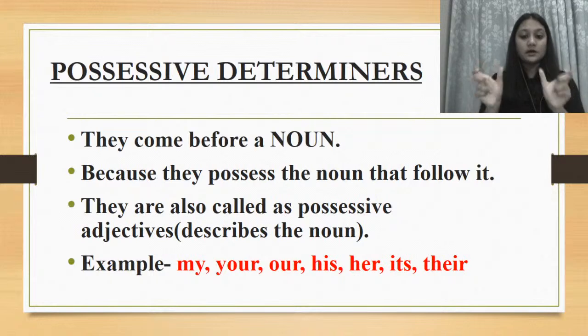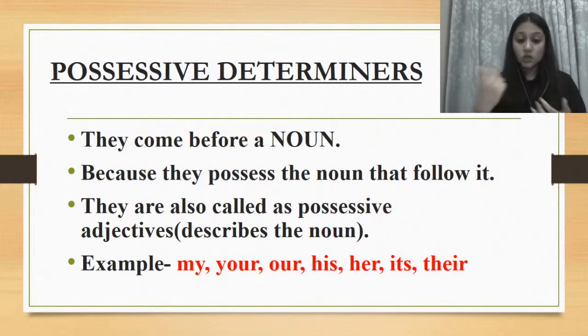It comes before a noun, right? There are chances that it will be followed by adjectives also. That is also acceptable because they possess the noun that follows. Why do they actually hold a noun? Because they have all sort of possession, right? They are also called possessive adjectives, because what are adjectives? They describe the noun. So we either can call them possessive determiners or we can call them possessive adjectives.